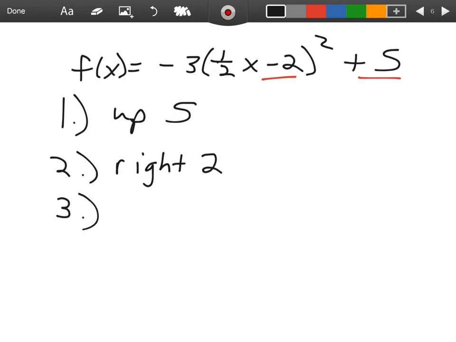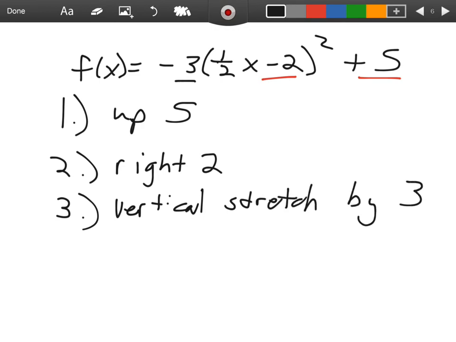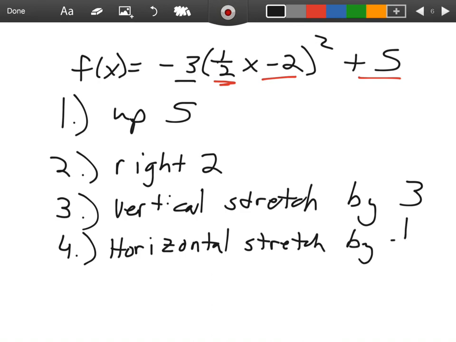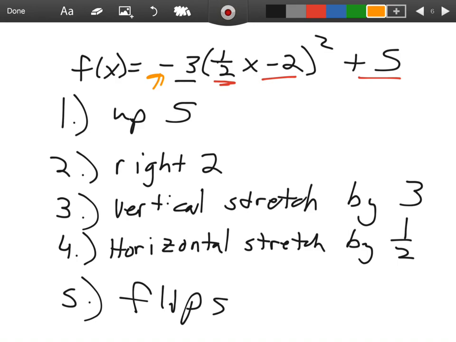Let's say we go to this guy, the 3. That's going to be a vertical stretch, because it's greater than 1, by 3. And then we have this dude here, the 1/2. So that's going to be a horizontal, and because it's between 0 and 1, that's also a stretch in the horizontal direction. Stretch by 1/2. And then the last thing it does is it flips because of the negative sign out front. Okay? So that's all of our transformations we're going to talk about for now.